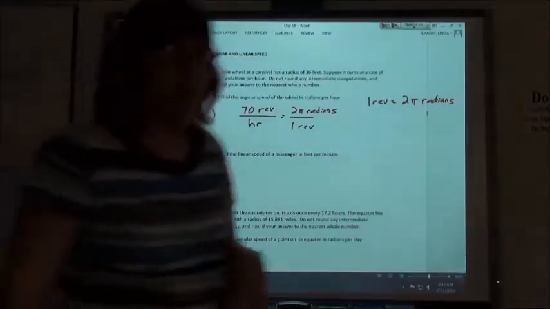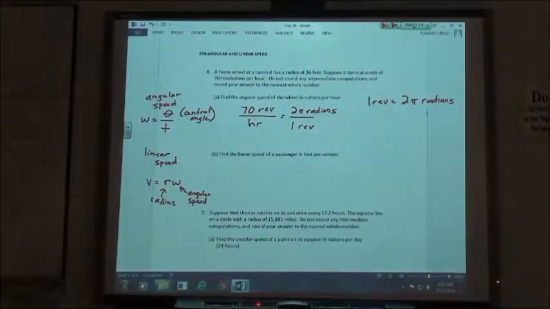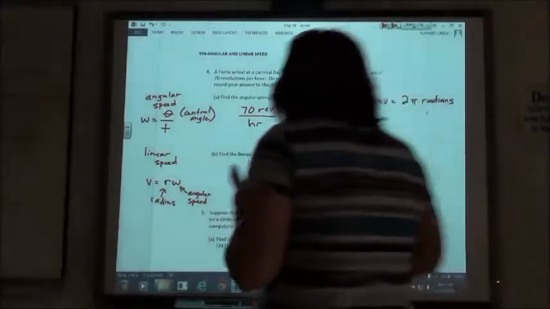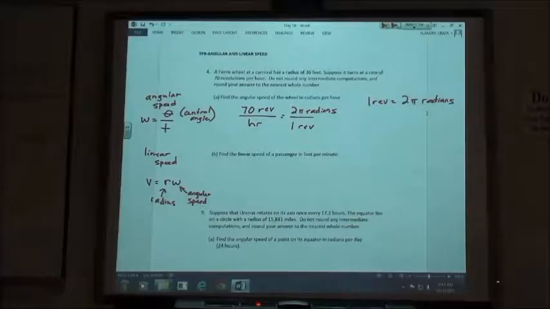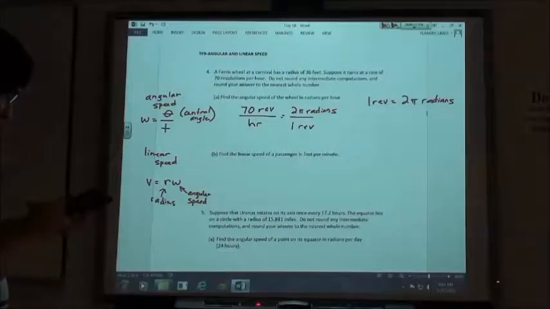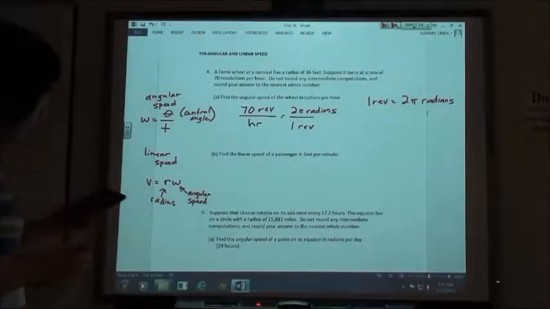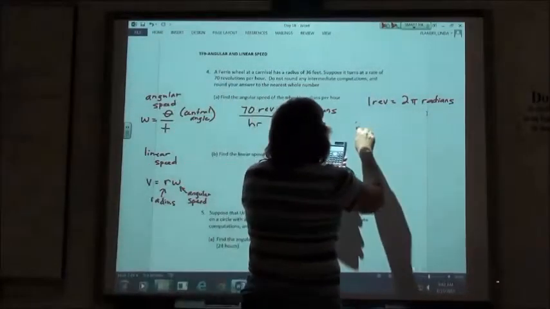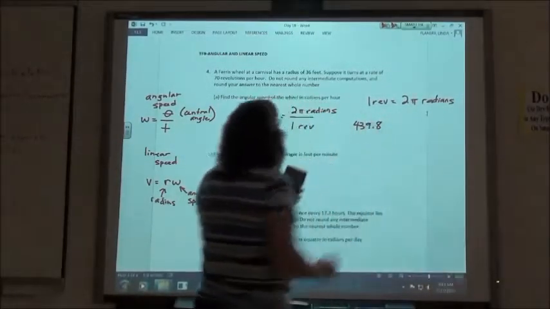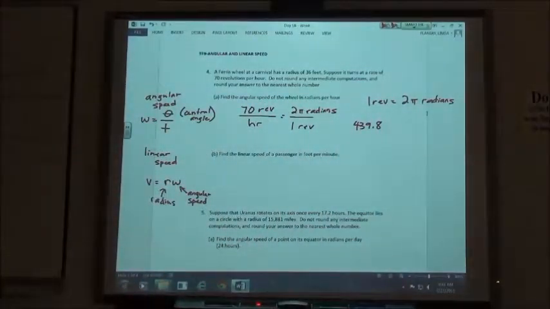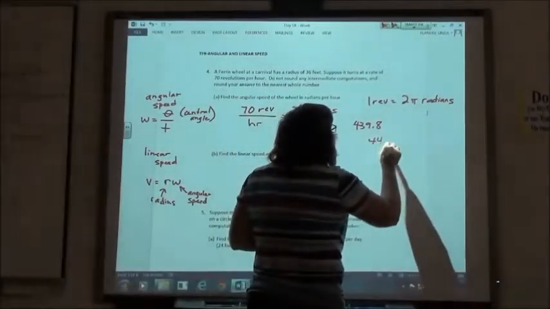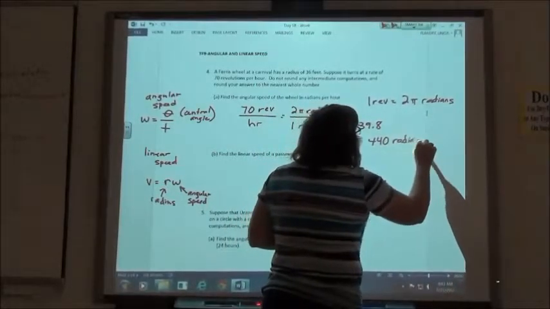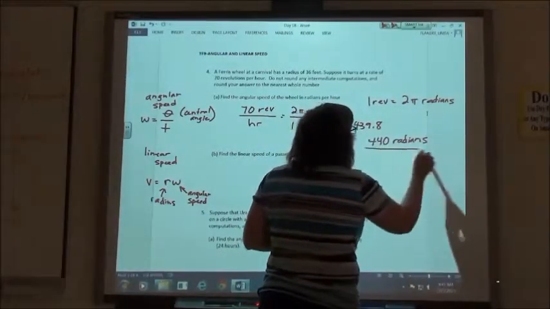And then I've got to grab my calculator. Again, for pi, I would use the pi button on the calculator so that you don't get any rounding issues. But basically there, we're just going to take 70 times 2 pi. So 70 times 2 pi gives me 439.8. We're rounding to the nearest whole number, so we're going to round that off to 440 radians per hour.